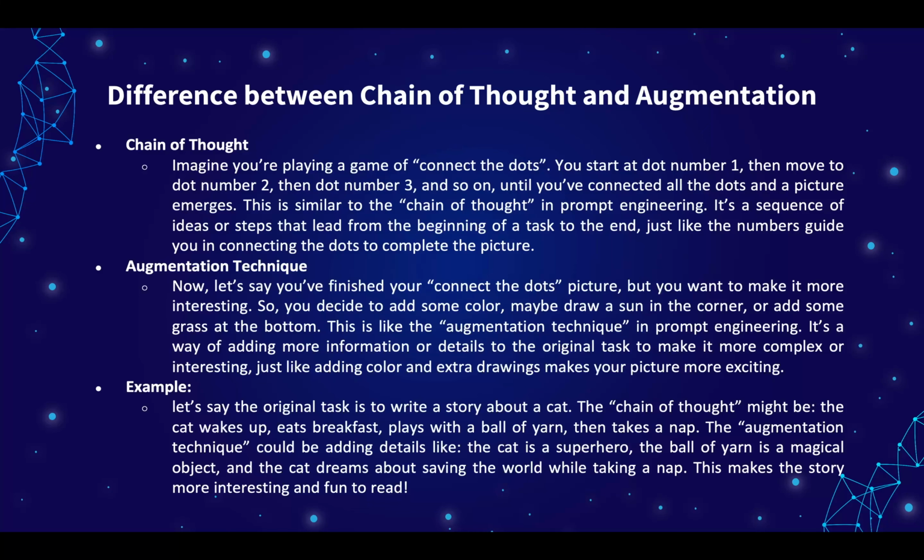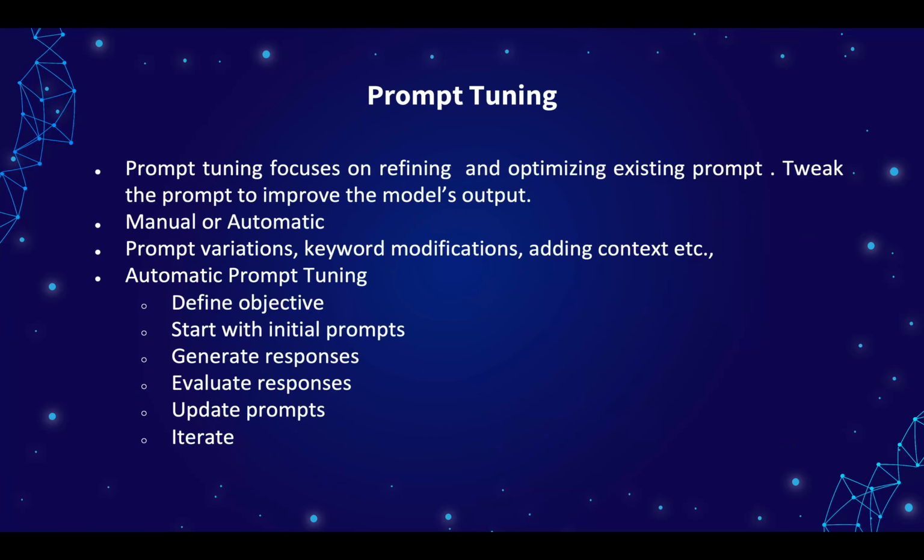Just to give you one more example, let's say the original task is to write a story about a cat. The chain of thought might be: the cat wakes up, eats breakfast, plays with a ball of yarn, and then takes a nap. The augmentation technique could be adding details like the cat is a superhero, the ball of yarn is a magical object, and the cat dreams about saving the world while taking the nap. This makes the story more interesting and fun to read. So augmentation is like adding more details, and chain of thought is how the AI should respond to a particular situation from start to end.